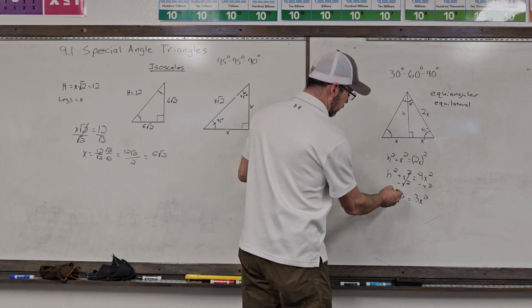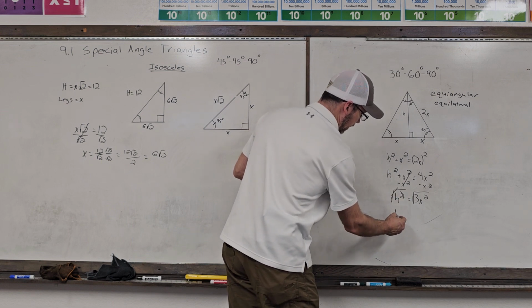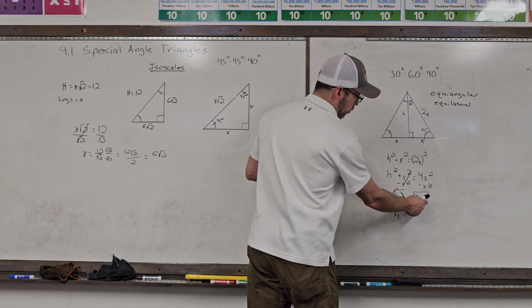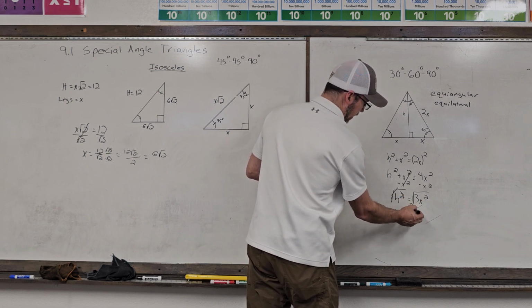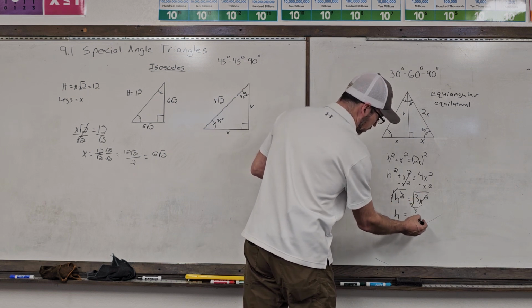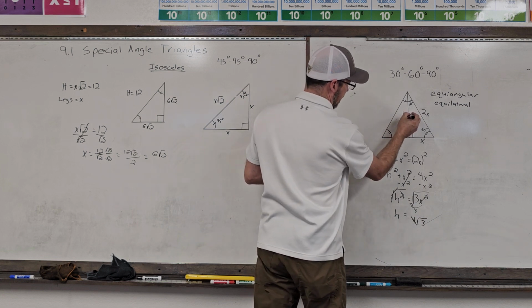Then I take the square root, the square and square root cancel, and I get H is equal to, again, just like a minute ago, the square root of 3X squared. X squared is a perfect square, so it's going to come out as an X, and I'm going to get X square roots of 3. So the height here is going to be X square roots of 3.